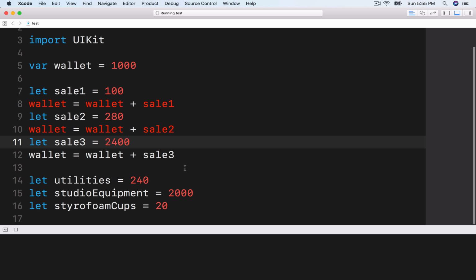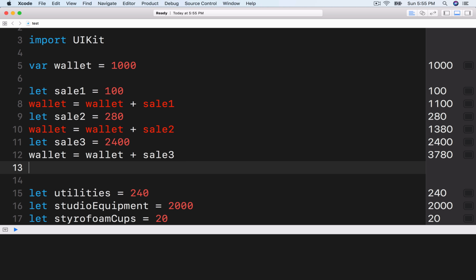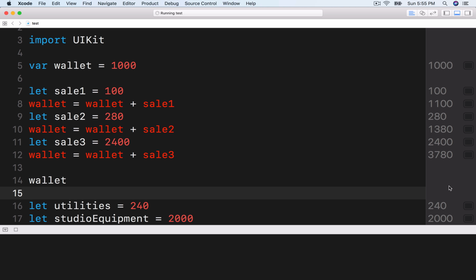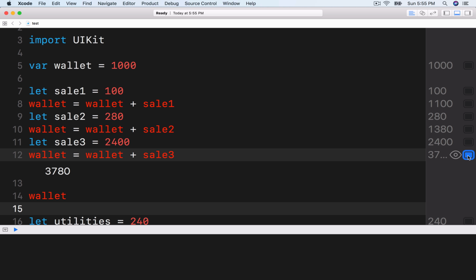Now that's just killer, man. So if I type in wallet here, we're going to know that this wallet is going to be 3780, right? I don't know why it's not updating. But anyways, we know that the wallet is 3780.